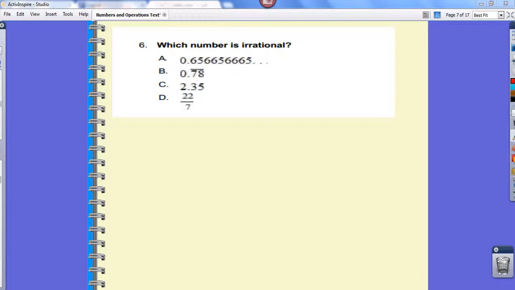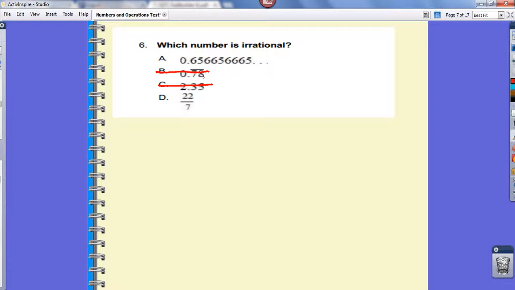All right, this is number 6 of the number and operations test. This is one that kind of, I know, tricked a lot of people. As you work through, you go, which number is irrational? You can look at B, 0.78, yes, that repeats. Mark through that one. C, 2.35, terminating decimal, you can eliminate that one.